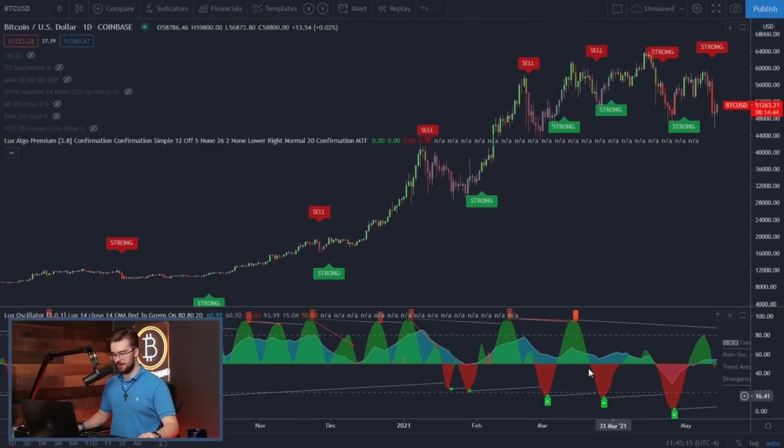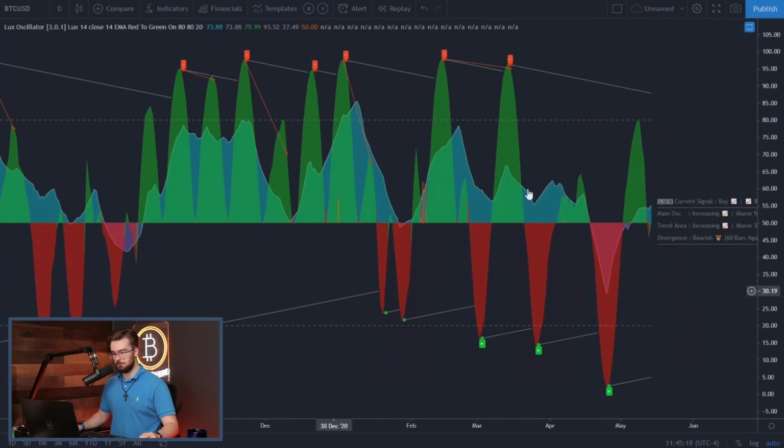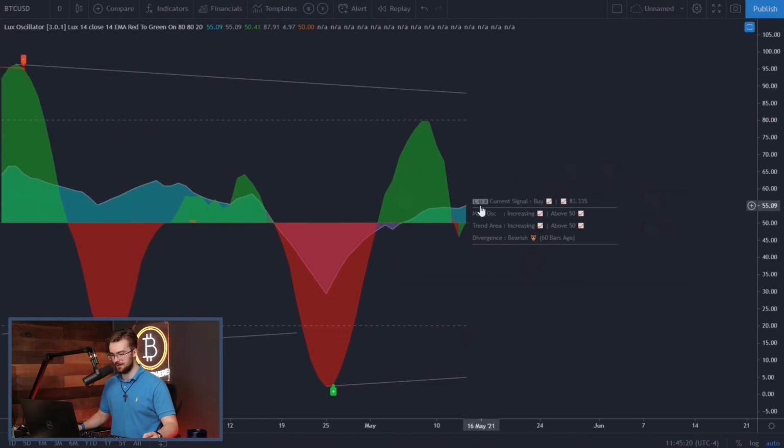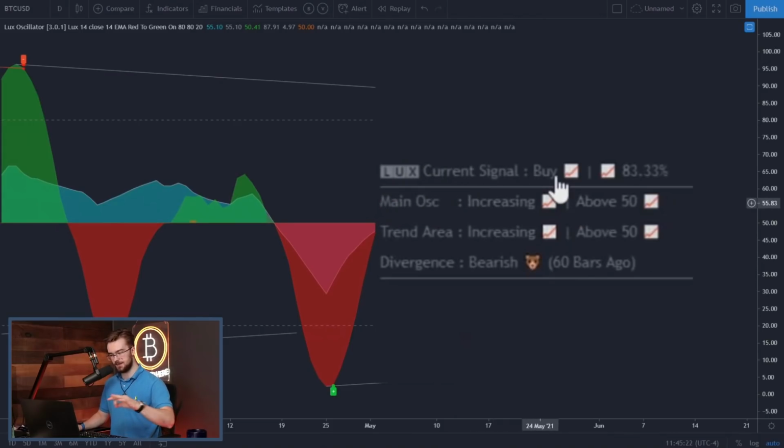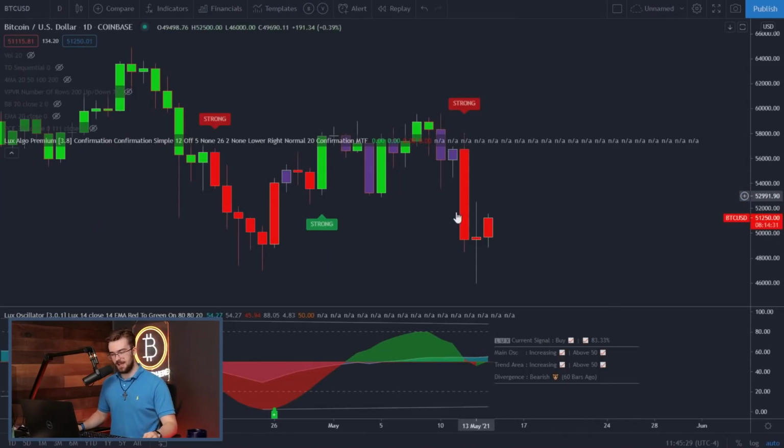Now on the Lux Oscillator down here, I'm not going to get into all of exactly how this works, but one thing that I find very interesting here is this little thing right here that says Lux Current Signal Buy, and it says 83.33%. This is essentially saying, and you can see how these candlesticks right here are outlined, that, hey, right now, the market has just had a giant crash. It looks like we're moving to the upside. Based on this indicator, we should be buying right now and looking for the market to rally.